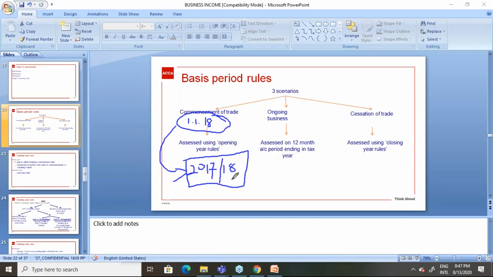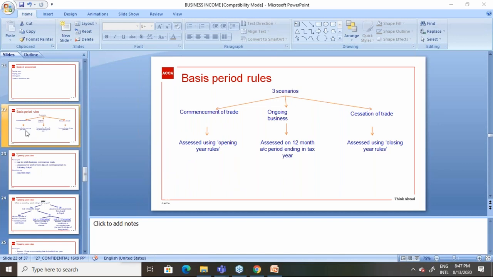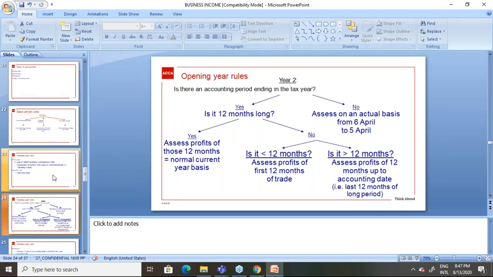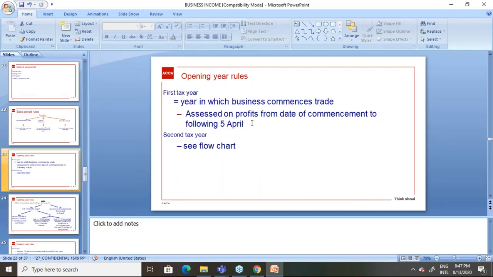Then for the first tax year, you are using the basis called actual basis. For the first tax year, you must always use the actual basis. What I mean by the actual basis is, you need to identify the profits from the date of commencement to the last date of the tax year. In the first tax year, you have to pay taxes only on the profits from the date of commencement to the last date of the tax year. We call it actual basis.